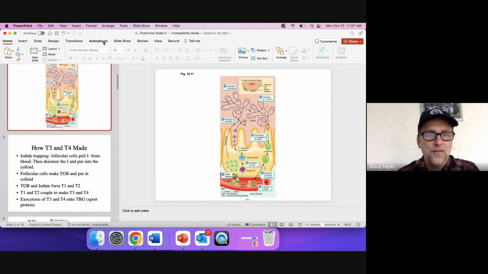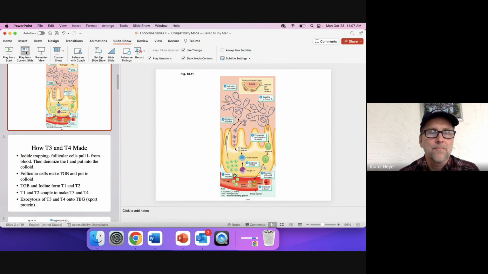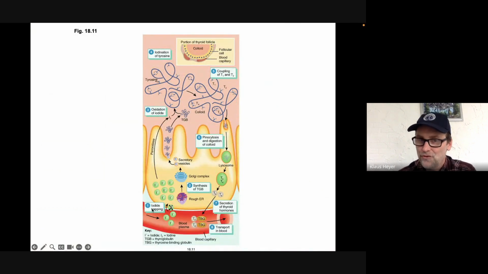Right, so if you follow this slide, step 1, iodide trapping. Here's the blood. Here's the cell in yellow. Here's the blood in red. You're pulling iodine out of the blood, but it's charged. Right? So I just kind of skipped ahead to somewhere where you deionize it. Anyway, it gets deionized. And then at the same time, these follicular cells are making TGB, thyroglobulin. And they're putting this TGB into the colloid as well.